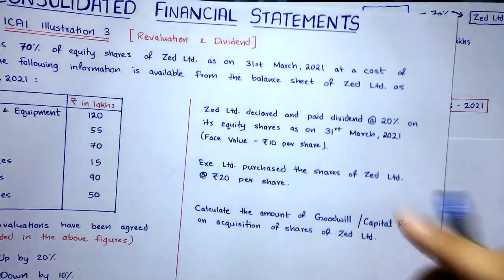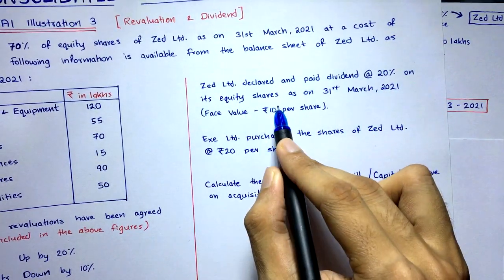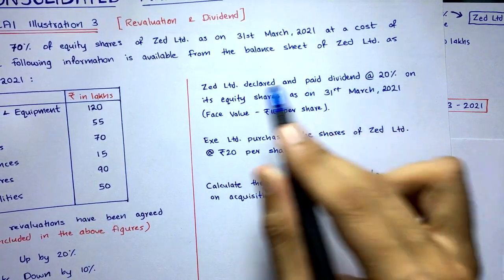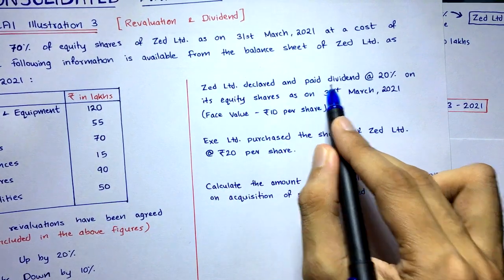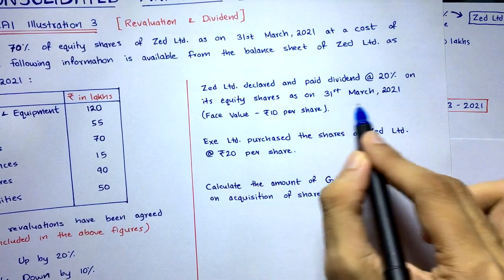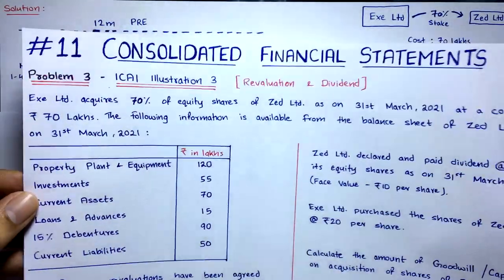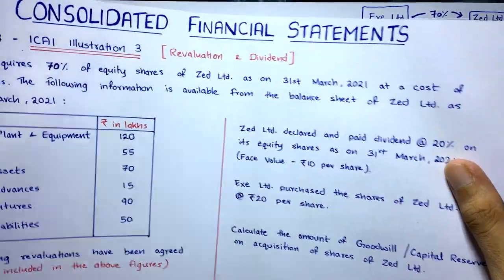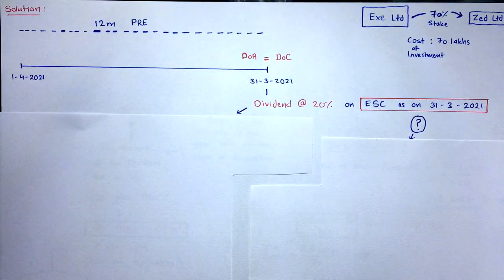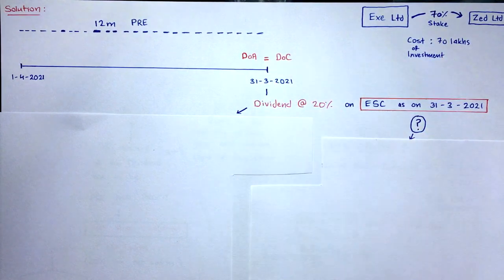See here. Z Limited declared and paid dividend at 20% on its equity shares as on 31st March 2021. What they are saying is that Z Limited, the subsidiary company, declared and paid the dividend. And how much is that? 20% on the equity share capital which was outstanding in the books on 31st March 2021, the closing date of the year. Now, the capital information is not given anywhere in the question. So what do we have to do? We have to calculate the equity share capital that was outstanding in the subsidiary's books on this date. How will we do that?